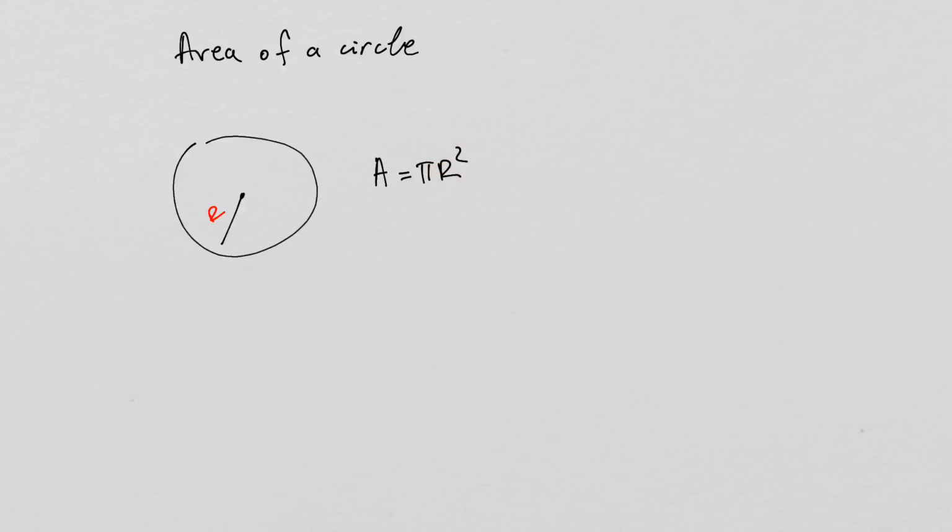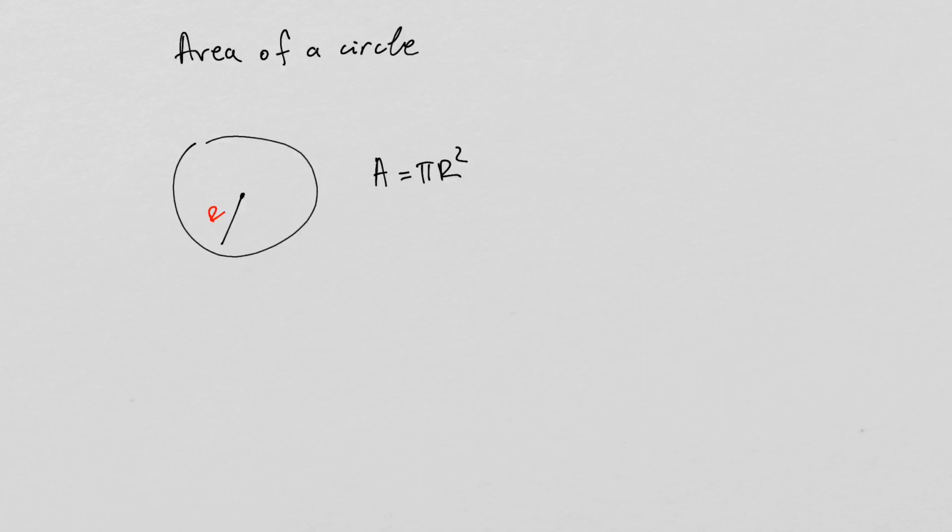So if the radius is measured in centimeters, as you can see, I'm multiplying the radius by itself once. So that means that from here I'm going to get the square unit for the area, square centimeters in this case. If the radius was in inches, then the area would be square inches, and so on and so forth.